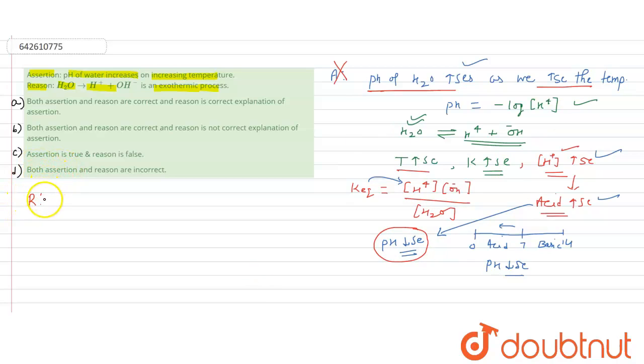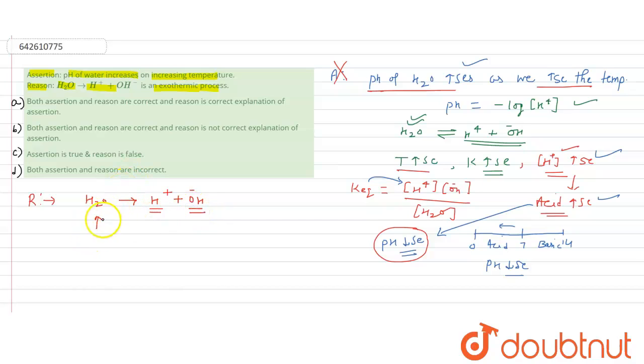The dissociation of H2O is an endothermic process. In the question it is given as exothermic, but we know that the dissociation of H2O is an endothermic process, because we have to supply energy to break it down into these ions.